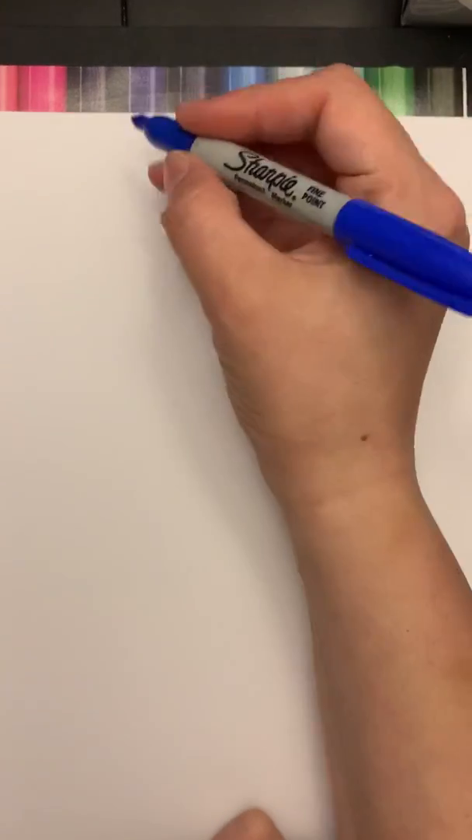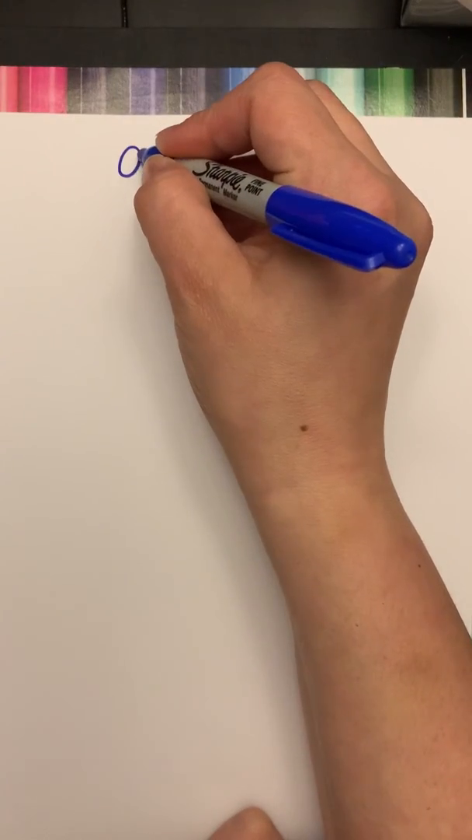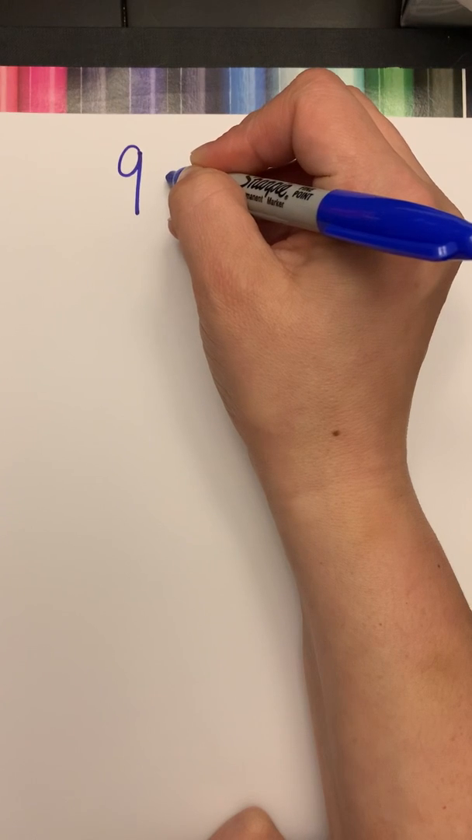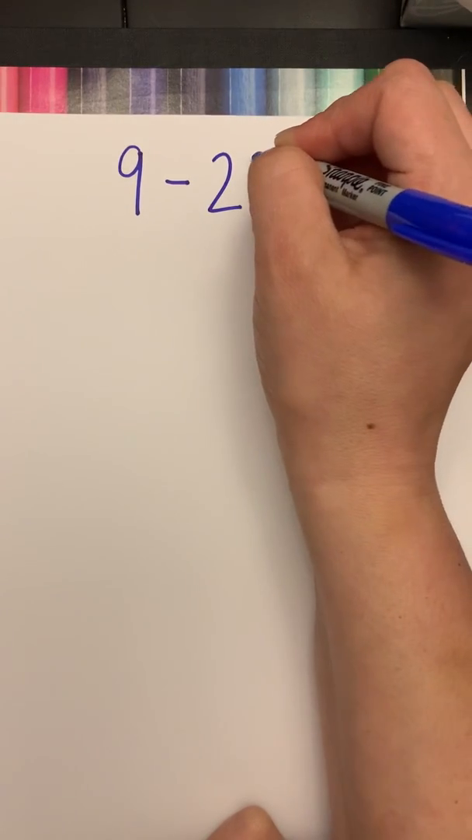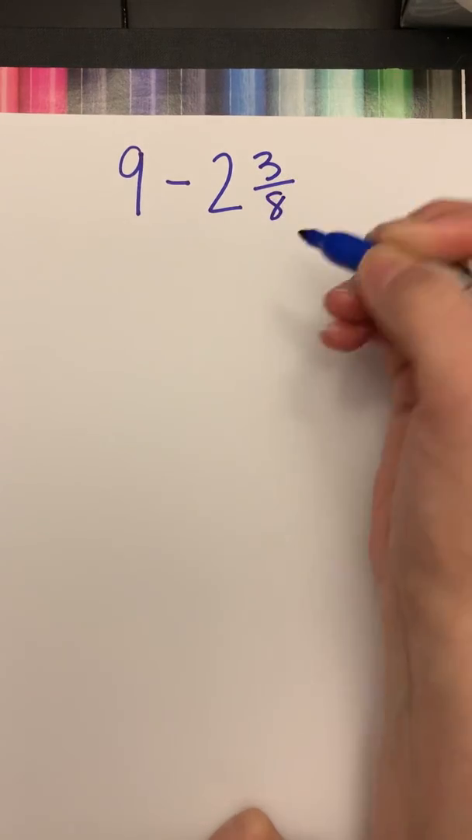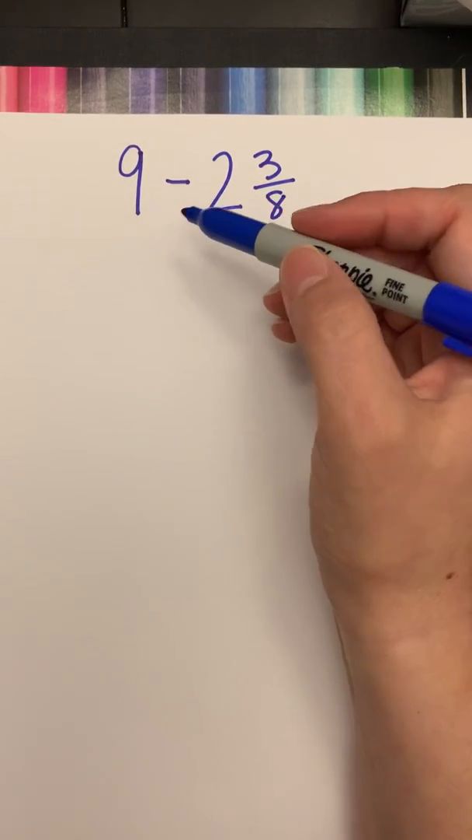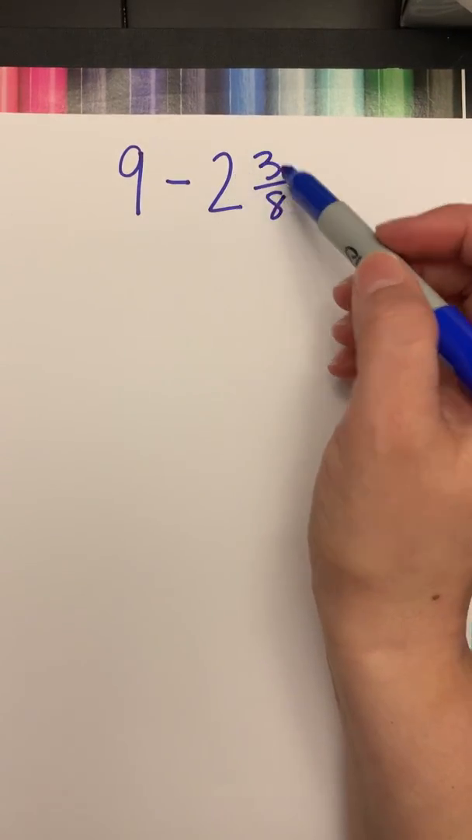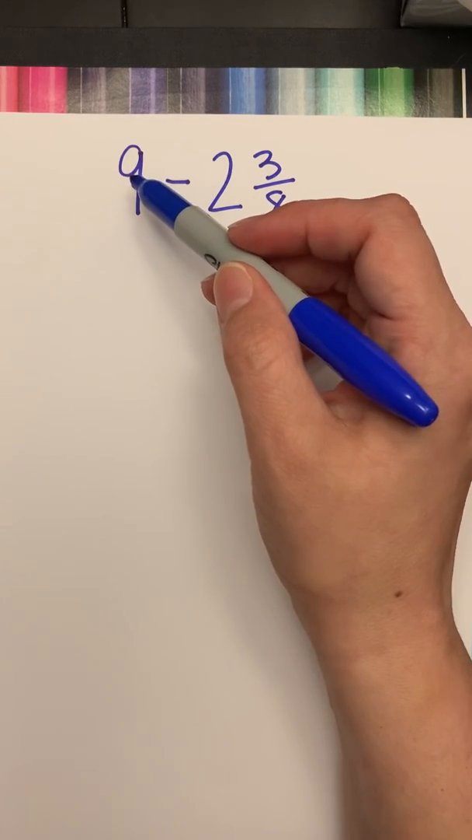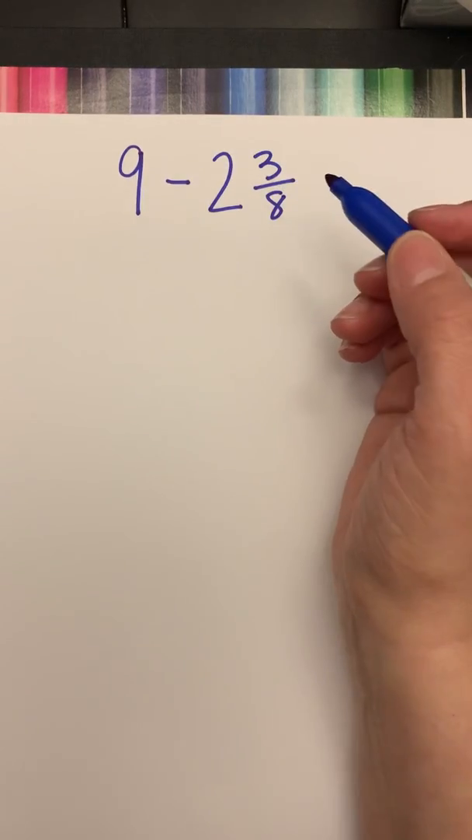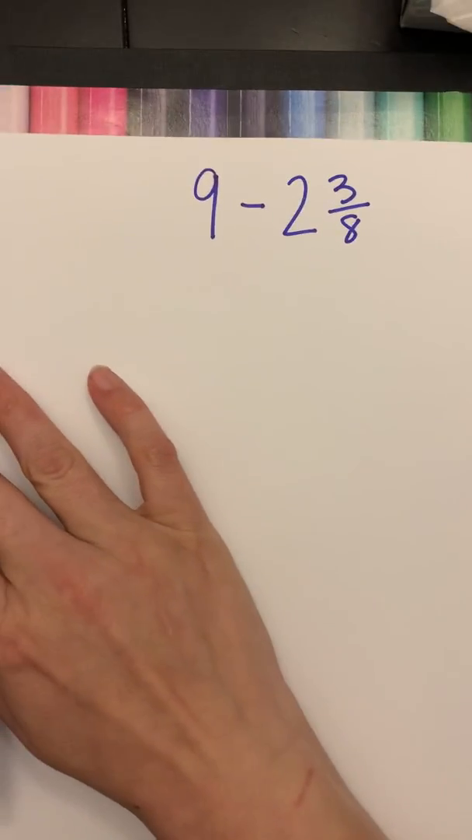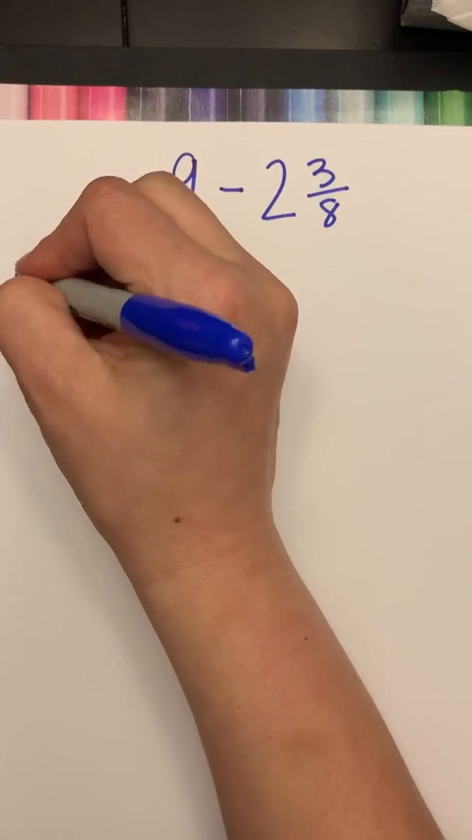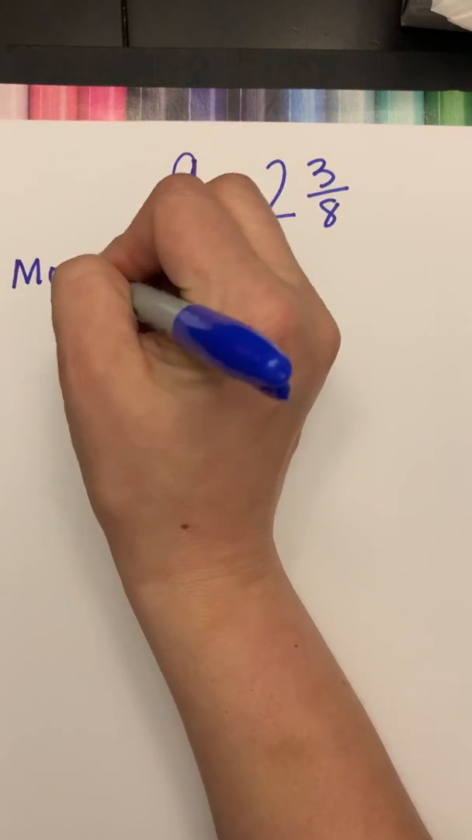All right, so let's look at the fraction subtracting 2 3/8 away from 9 wholes. So that means we're taking 2 3/8 away from 9 wholes. One of the methods we talked about in class is that we can model that, and that's probably the easiest way to do that.